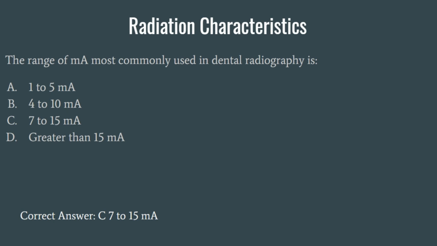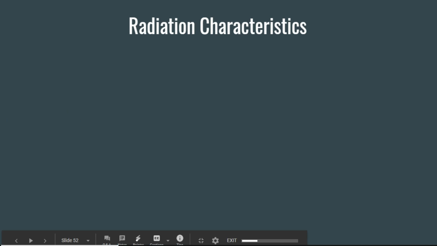The range of MA most commonly used in dental radiography is A, 1 to 5 MA, B, 4 to 10 MA, C, 7 to 15 MA, or D, greater than 15 MA. The correct answer is C, 7 to 15 MA.